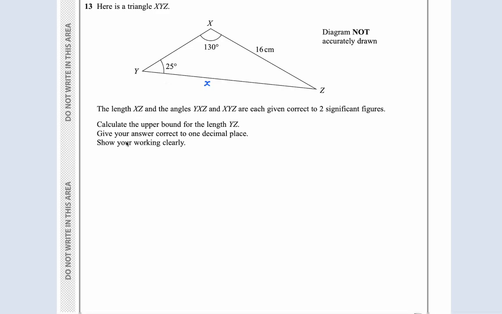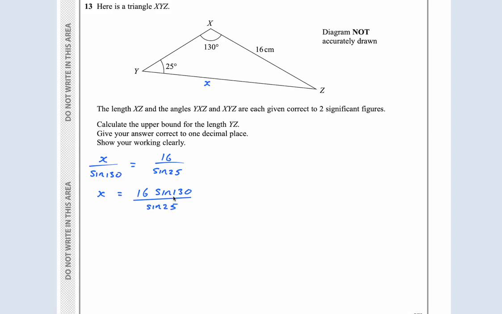But I can find out, because to get X, I'm going to use the sine rule. I'm going to say X over sine 130 is equal to 16 over sine 25. That's the sine rule. X over the sine of this equals this over the sine of this, opposite sides. And then I'm going to multiply across. So X is equal to 16 sine 130 over sine 25.